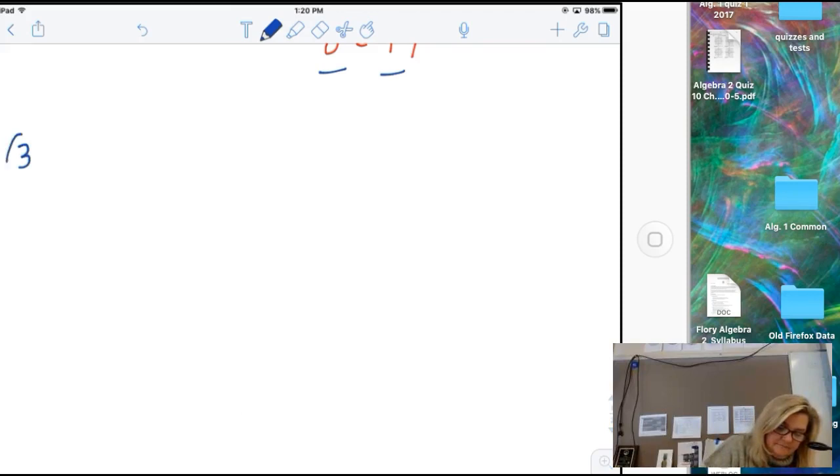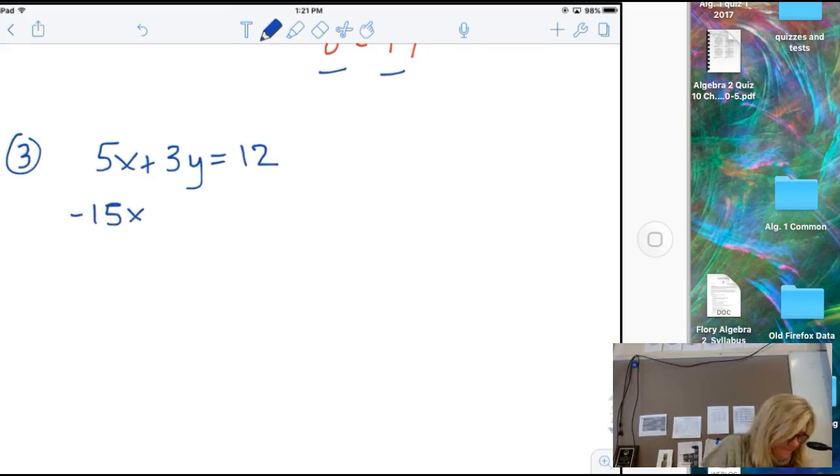Number 3. I've got 5x plus 3y equals 12, and the other is -15x minus 9y equals -36. Okay, this is one of those two that I can make that decision.